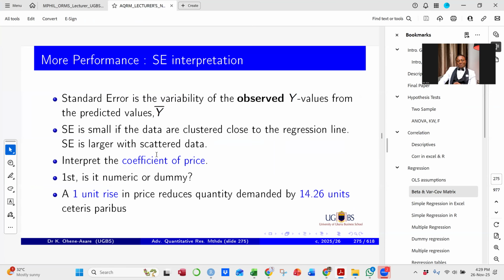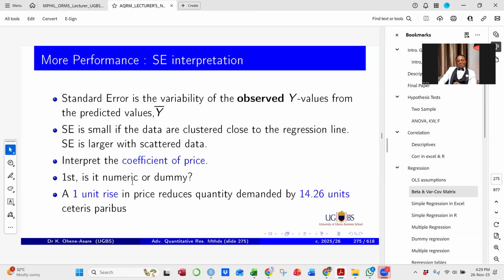Interpretation is very important. Before you interpret, you have to check whether the variable is a dummy variable or a numeric variable. If it is a dummy variable, it means it's not changing. It's fixed. It's static. So you cannot interpret it as you would interpret a numeric variable. For example, price keeps going up and down, but rural or urban location doesn't keep increasing up and down. You are either rural or you are urban.